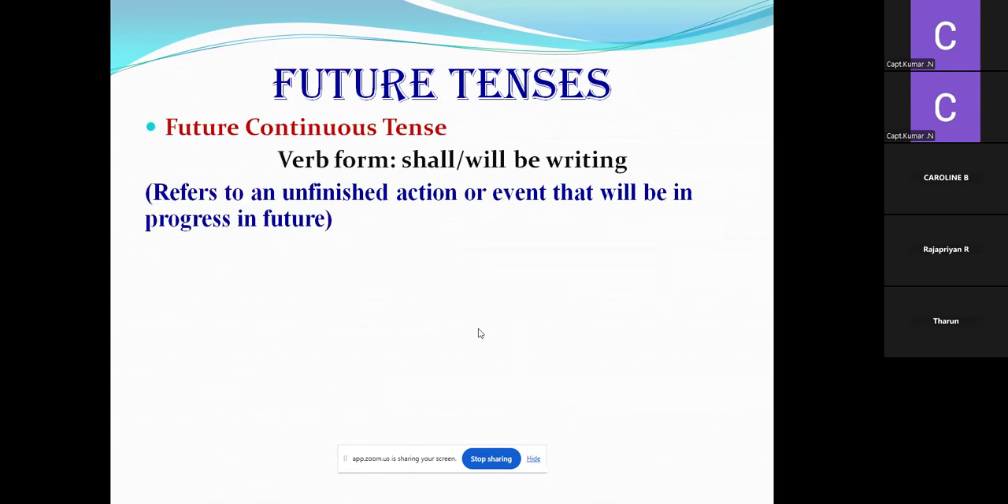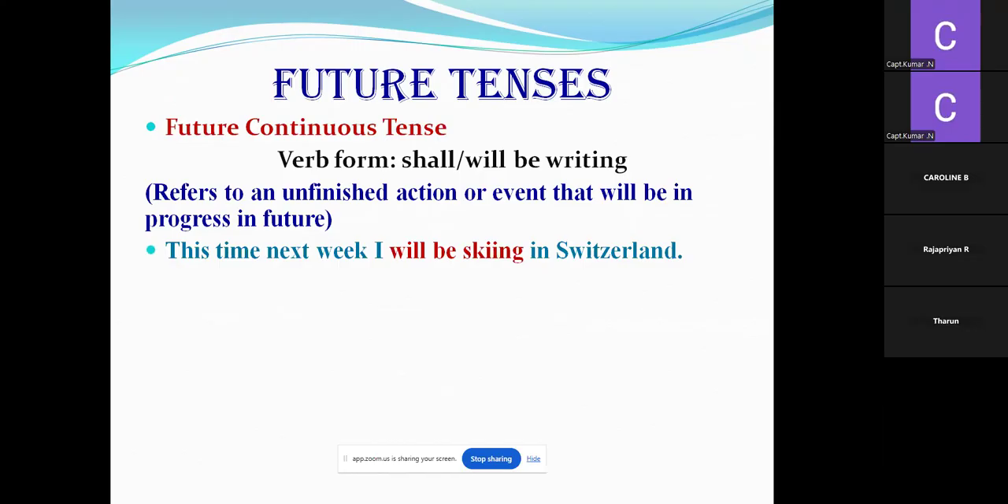Next is future continuous tense. The verb form for future continuous tense is shall be writing or will be writing. Okay. It tells about an unfinished action or event that will be in progress in future. The action started and it will be continued in that time. So here also the future time must be expressed.